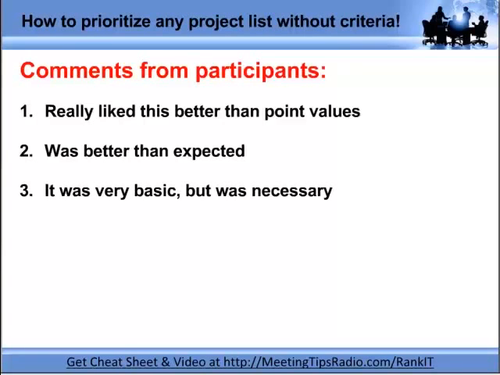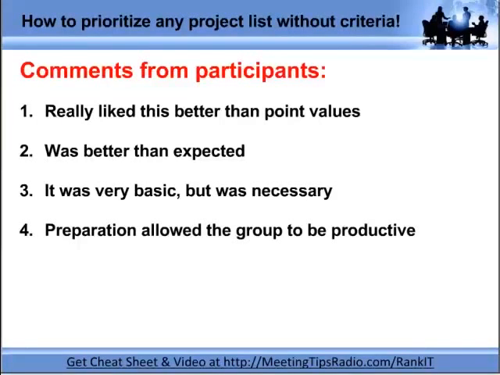Number 3, very basic, but also very necessary. Fred and I mentioned how basic this is, but the participants realize that too. And one of the great things about this is once they see how basic it is and how effective it is, a lot of them will start doing it themselves. So a lot of times Fred and I can go in and work with the team once or twice, and then the third time around they're actually holding these sessions themselves.